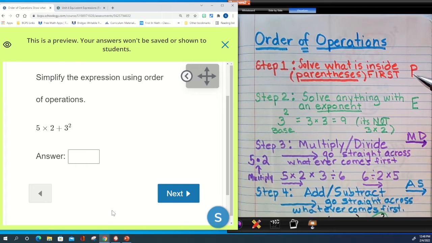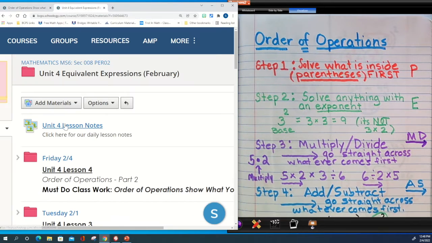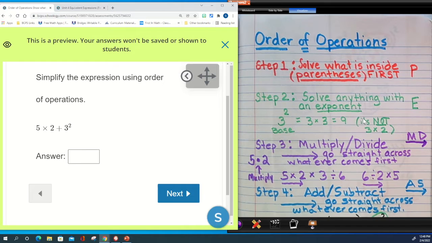It's very, very important that you take notes in class or make sure you're saving your notes if you missed a lesson by going into our Unit 4 folder and clicking on Unit 4 lesson notes. So if you missed them, you can find them in there, or you can use your journals and write these down.